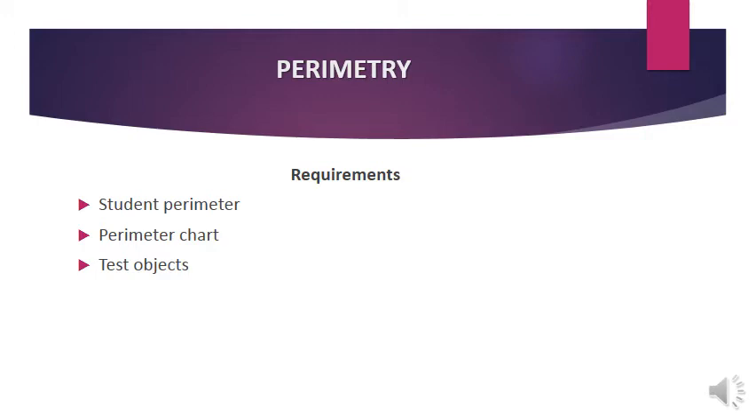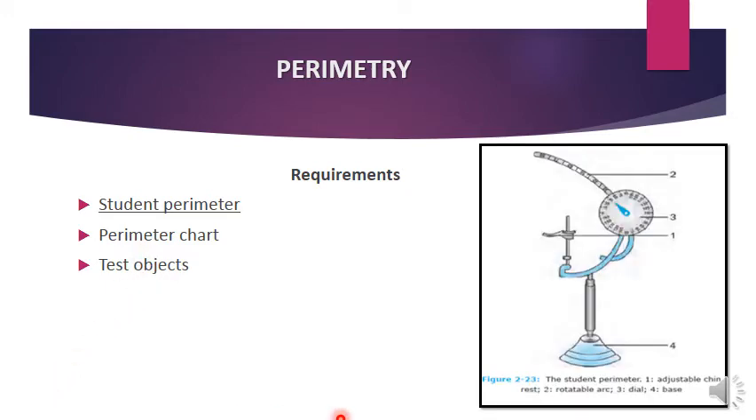They are the student perimeter, perimeter chart and test objects. Now first of all, the student perimeter. The student perimeter has various parts. It has a base, a dial with a pointer, a metallic arc and a chin rest.